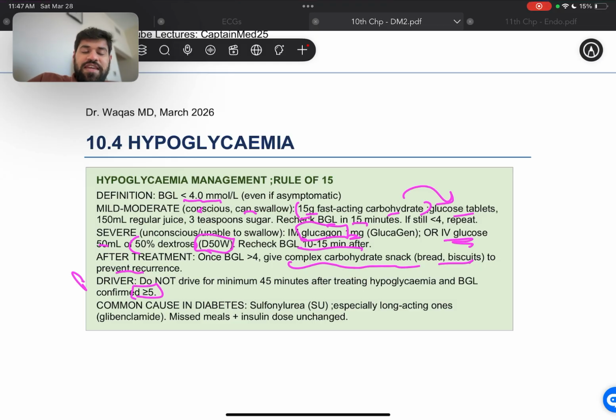Then the common causes while the patient has diabetes are sulfonylurea, especially long-acting ones, or missed meals, where the patient took an insulin dose but did not have any meal to go with it.